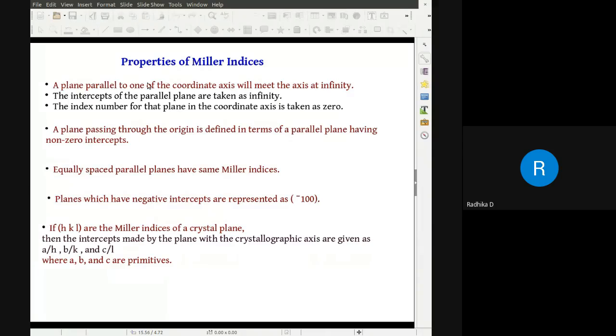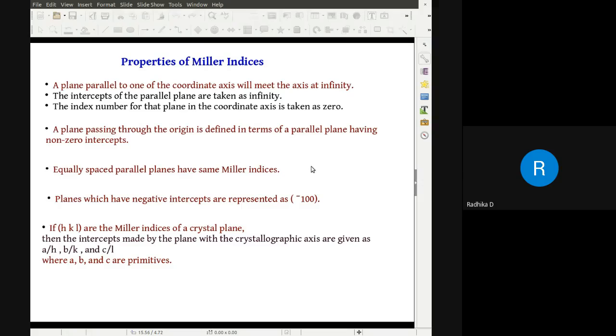So what are the different properties of Miller indices? Very important. A plane which is parallel to one of the axes will meet that axis at infinity. What does it mean? Suppose I have a crystal plane which is parallel to the x-axis. It is obviously not going to meet the x-axis. It will meet the axis at infinity. Okay.